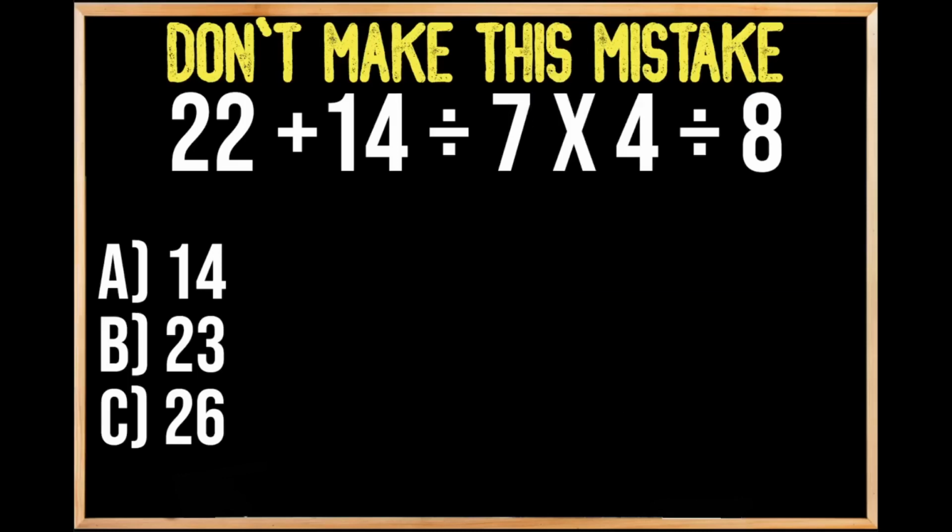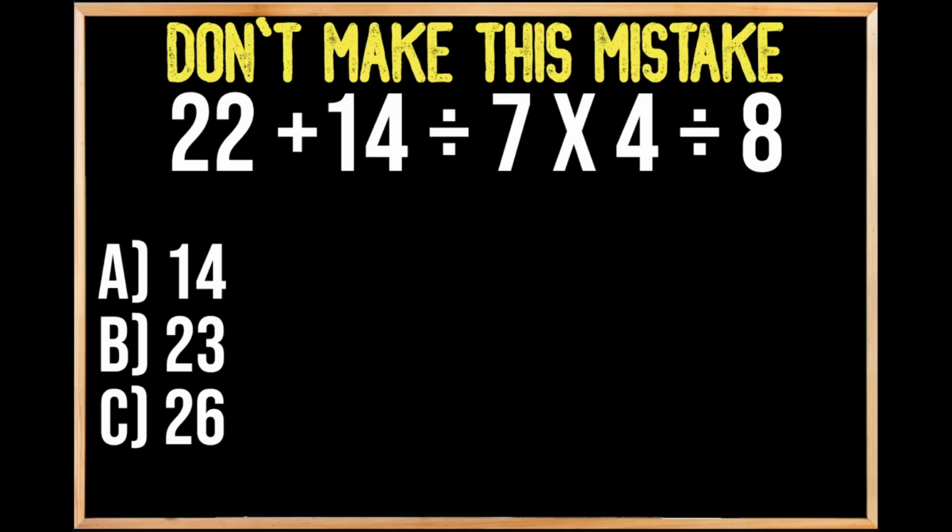In this algebra problem, we have addition, division, and multiplication. A common mistake that most people will make when solving this problem is they'll think, I know how to add, I know how to divide, and I know how to multiply, so I can obviously just solve this by working from left to right. Well, if you do this, you're going to be wrong every single time because the order of operations was not properly followed.